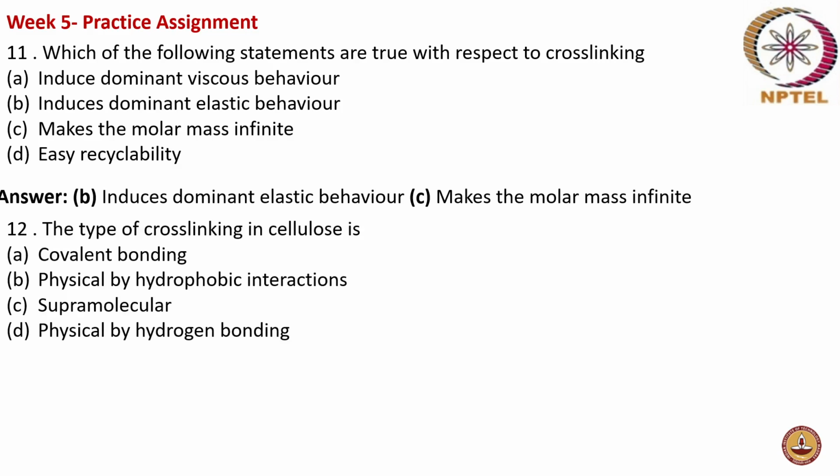The type of cross-linking in cellulose: is it covalent bonding, or physical cross-linking by hydrophobic interactions, or by supramolecular interactions, or by hydrogen bonding? What is the type of cross-linking in cellulose? It's B. Is it through hydrophobic interaction?